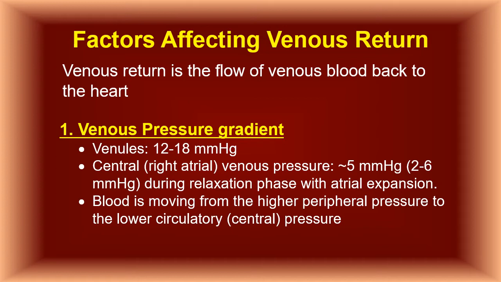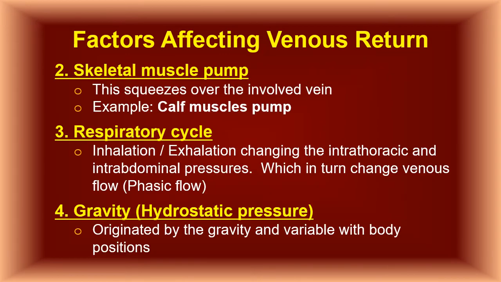The peripheral veins, that are the small veins or the venules, have higher pressure, like 12 to 18 millimeters of mercury, compared to the central venous pressure, which is in the right atrium. So there is a pressure gradient between the peripheral veins and the central venous pressure, which is 5 millimeters of mercury. This pressure gradient is one of the factors pushing the blood back to the heart. The blood is moving from the higher pressure in the peripheral circulation to the lower pressure inside the right atrium of the heart.